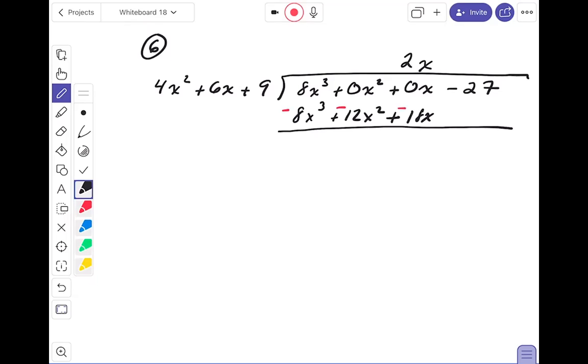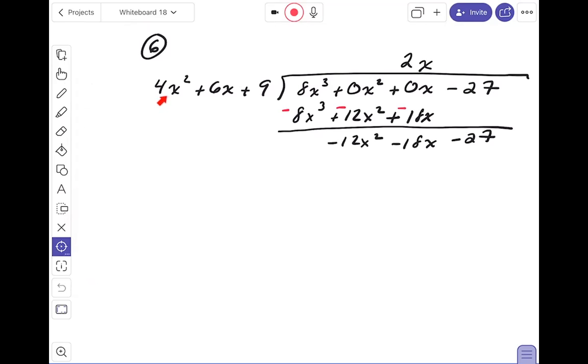And what do you get? Well, 8x cubed minus 8x cubed is nothing. 0x squared minus 12x squared is minus 12x squared. 0x minus 18x is minus 18x. And then drop the next term down, minus 27. All right, what are you going to do now? What multiple of 4x squared would match minus 12x squared identically? Fairly simple. It's going to be minus 3. Let's go through that. Distributive property. Minus 3 times 4x squared is minus 12x squared.